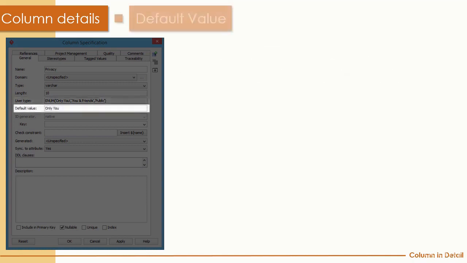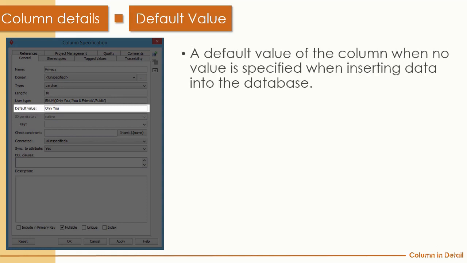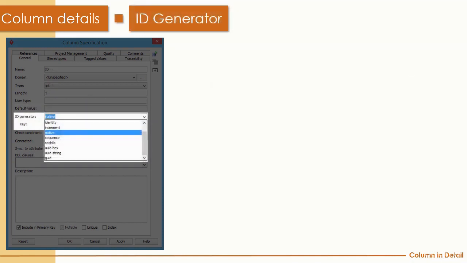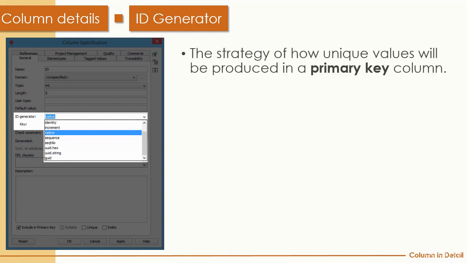Under the user type, you will see the default value. The default value is used when you insert data into the database, into this column, and you don't specify the value, then we will set it automatically for you. And then the ID generation. The ID generation property is for you to select which strategy you want to use to produce the primary key column.